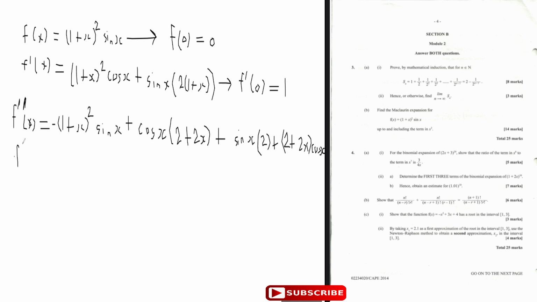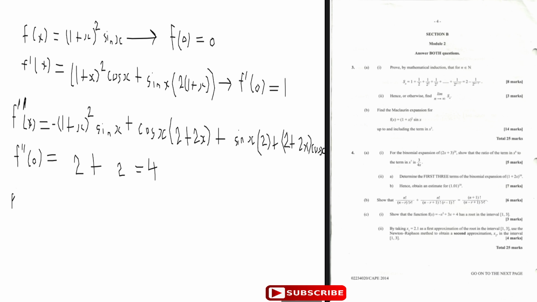F double prime of 0 is going to be equal to, we're just going to plug in 0 now. All of this is 0. The cos of 0 is 1. And then this is 1 times 2, which is 2. Then this part is 0, plus cos of 0 is 1. So this becomes plus 2 times 1. So this becomes 2 plus, right here again, it is 2. So 2 plus 2, which is 4. So that's f double prime of 0.